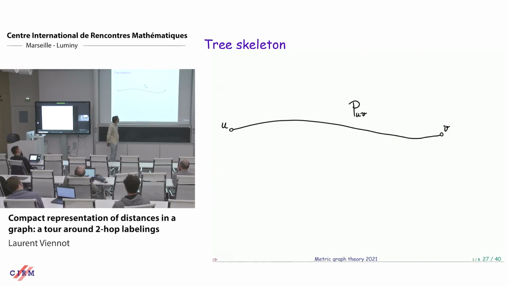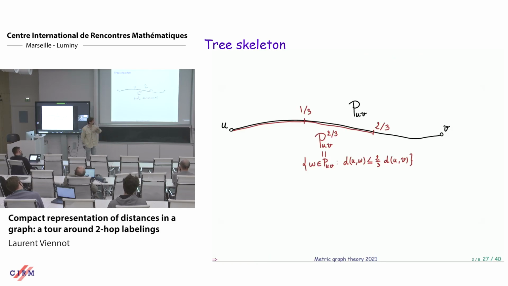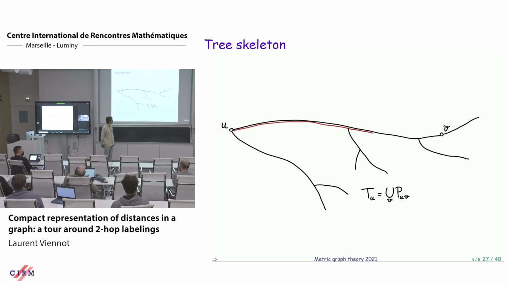So more formally, the tree skeleton is defined like this. For each shortest path from u you keep only the first two thirds. Okay, so this is the red part. And when you make the union of all shortest paths, so this is the shortest path tree, the black thing would be the shortest path tree rooted at u, and the red thing will be the union of 2/3 of a shortest path. This is what I call the skeleton tree of u.